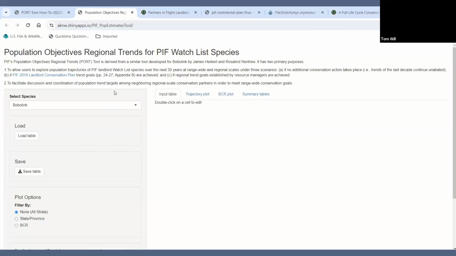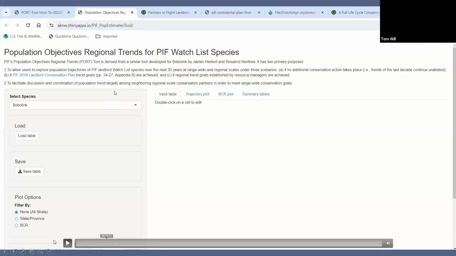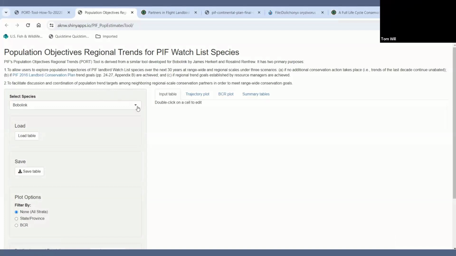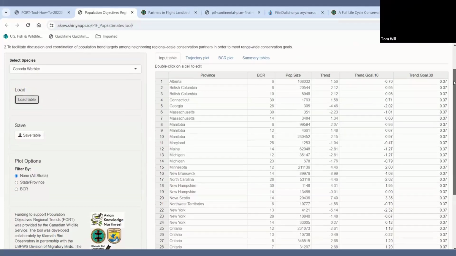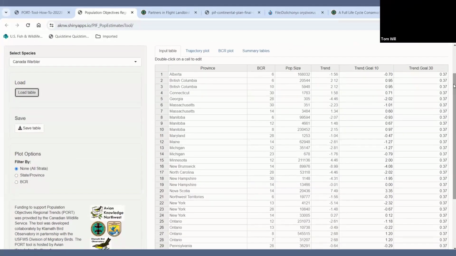I hope this will work, but this is a little demonstration of what the tool actually looks like. You can select from any of the watch list species in the drop-down menu. I'm going to select Canada Warbler since we've been talking about Canada Warbler. You click load the page and it provides this table where things are broken down by province and BCR, state by BCR, that polygon of cross-section between BCRs and either states or provinces.